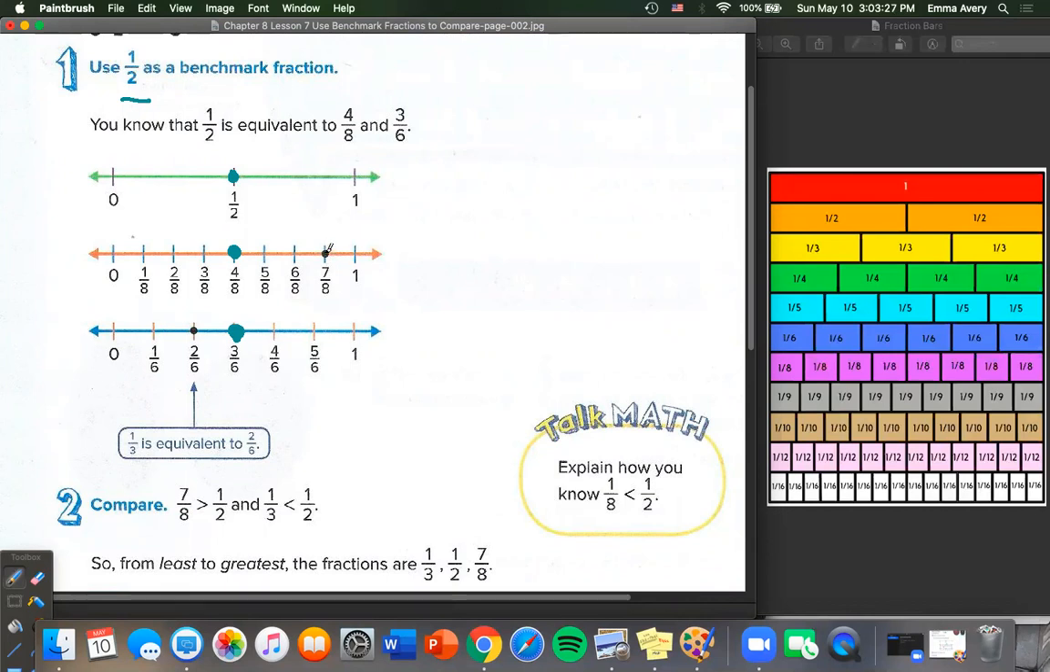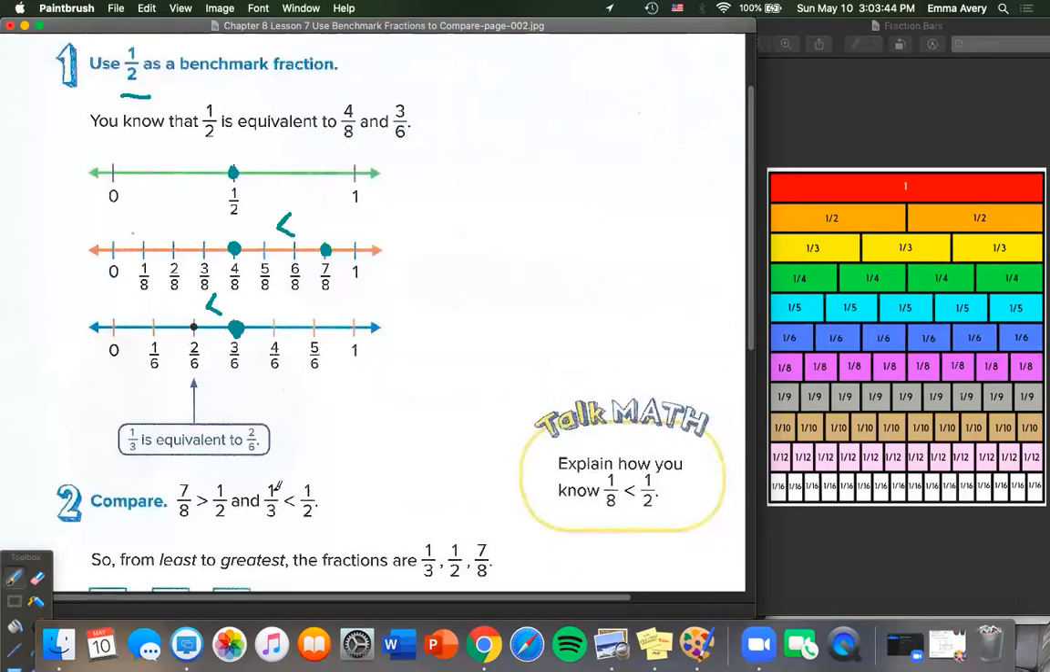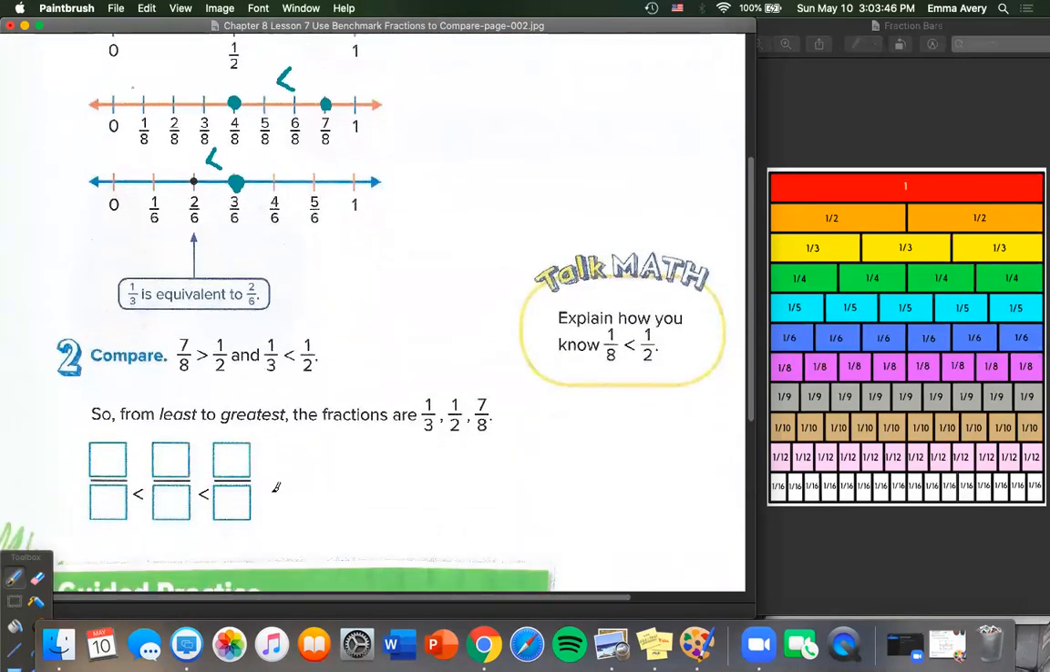Well, 7/8 is over here, and that is greater than 4/8 or 1/2. And 2/6 is smaller than 3/6 or 1/2. So in order from least to greatest, the fractions are 1/3, 1/2, and 7/8. We can also write that 1/3, 1/2, and 7/8.